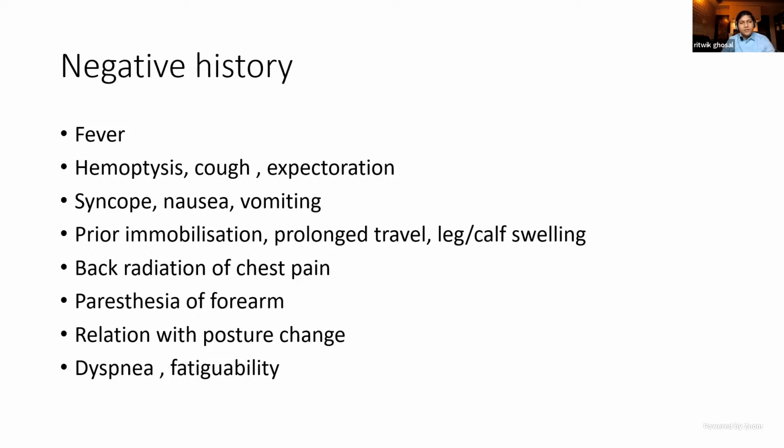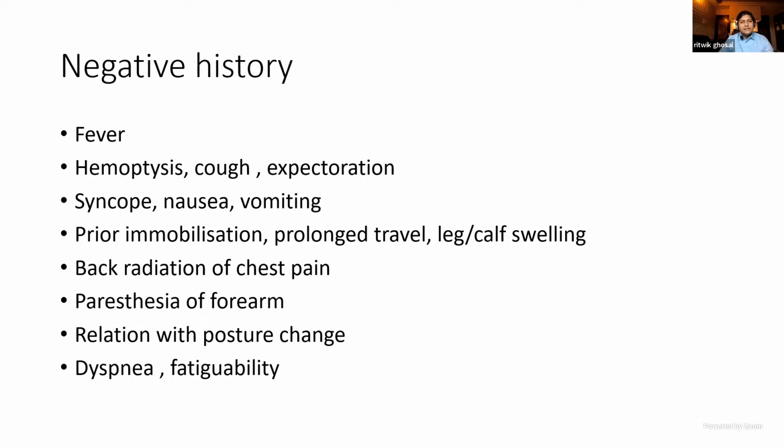He did not have any history of prior immobilization, prolonged travel, calf or leg swelling or pain. He did not have any history of back radiation of chest pain, or paresthesia of forearm, and there was no relation with posture change. Patient also did not have any history of dyspnea or fatigability prior to this incident.